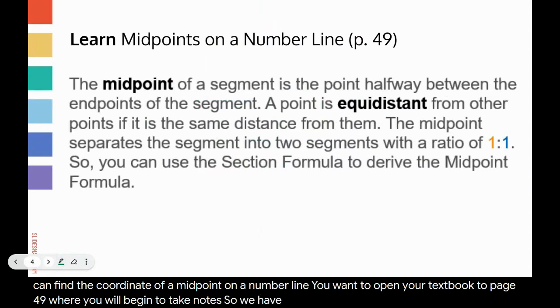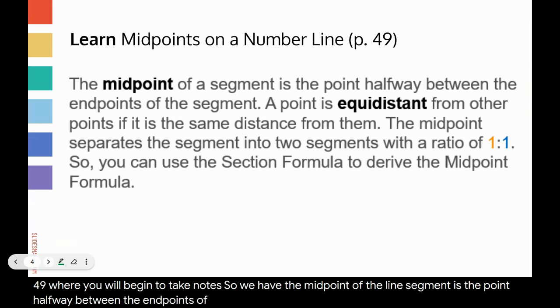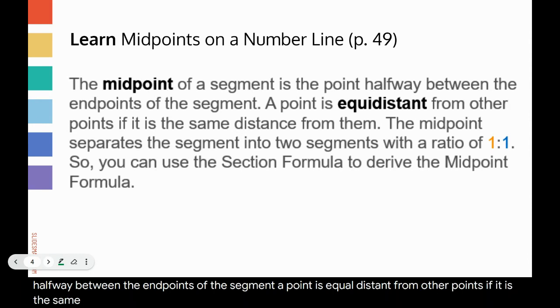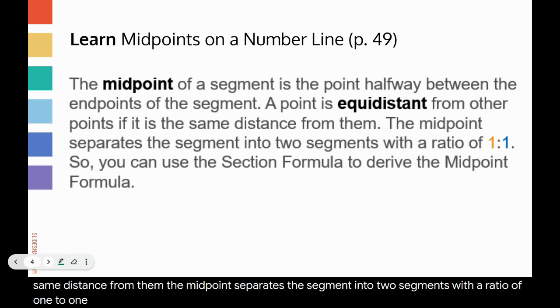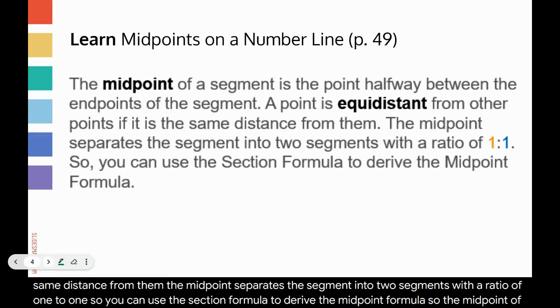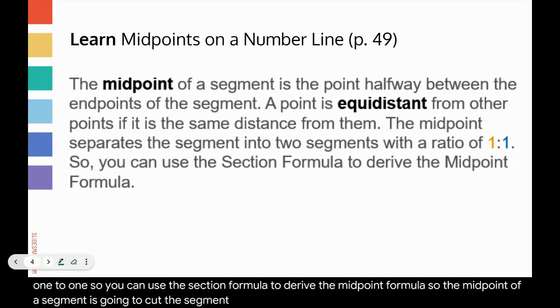So we have the midpoint of a line segment is the point halfway between the endpoints of the segment. A point is equidistant from other points if it is the same distance from them. The midpoint separates the segment into two segments with a ratio of 1 to 1. So you can use the section formula to derive the midpoint formula. The midpoint of a segment is going to cut the segment in half, and then you'll have two congruent segments.